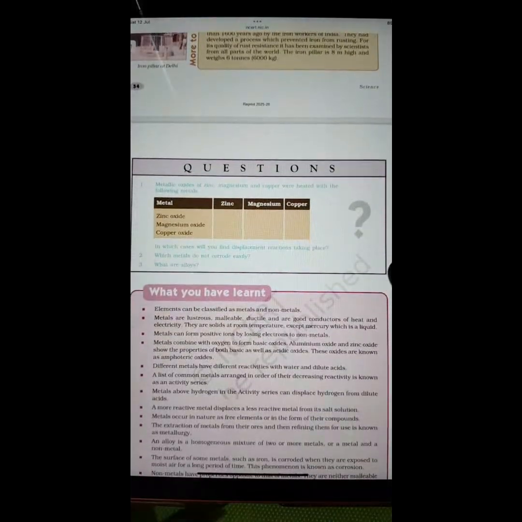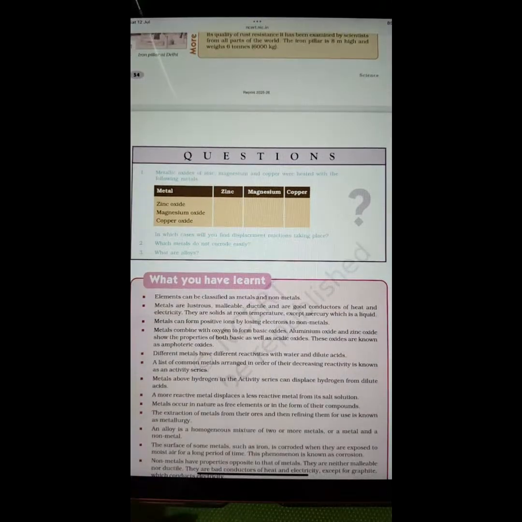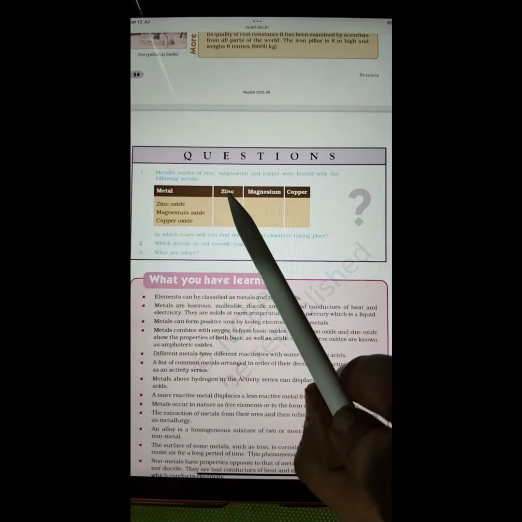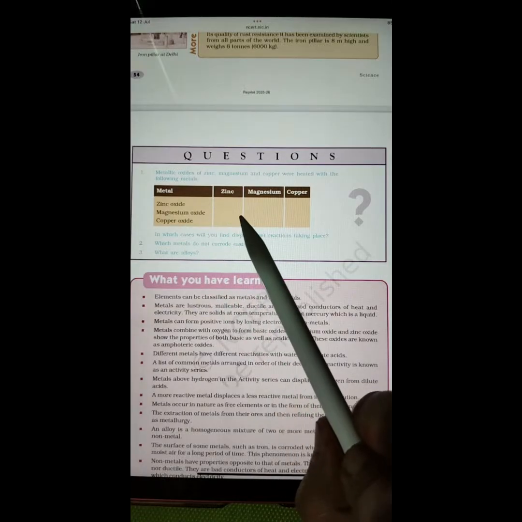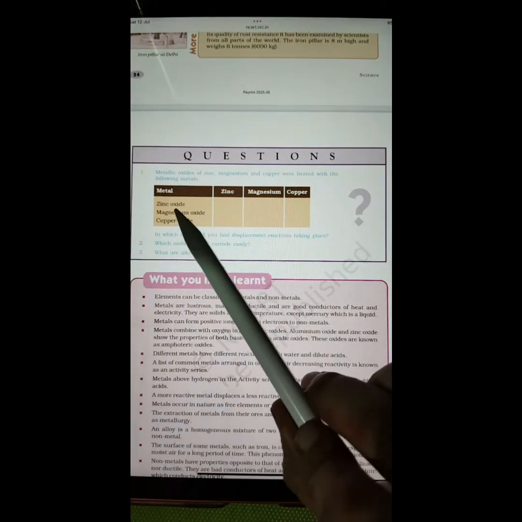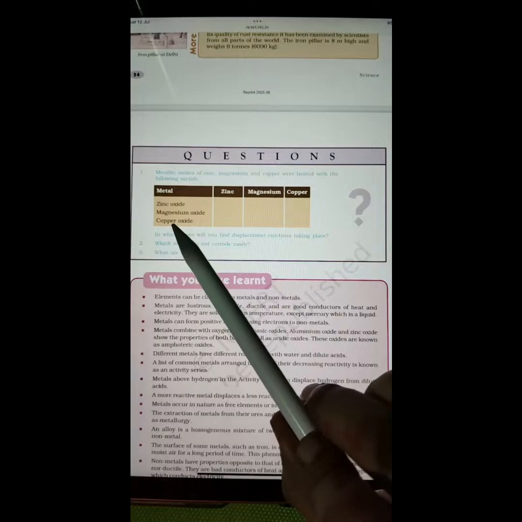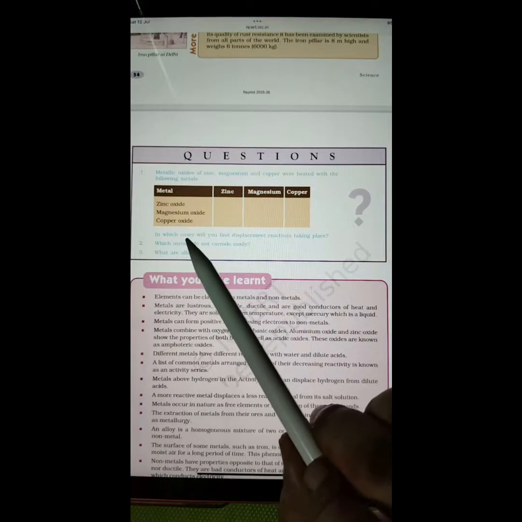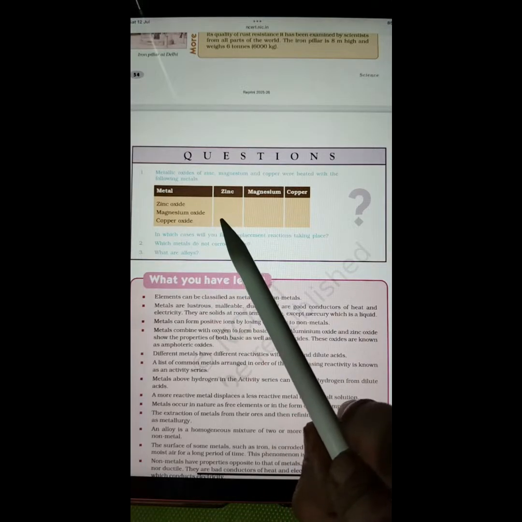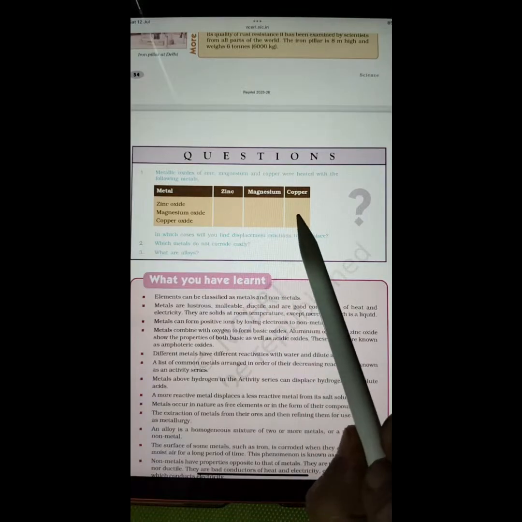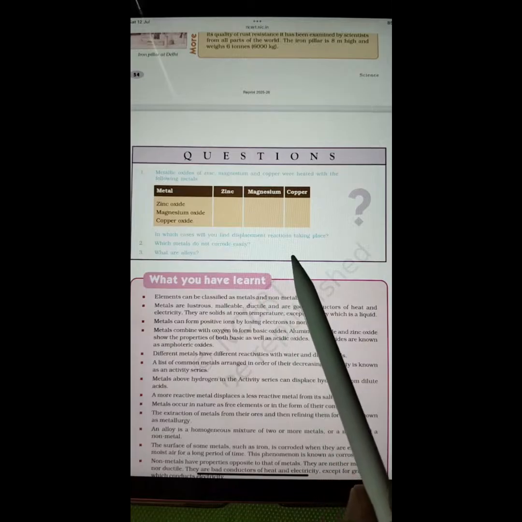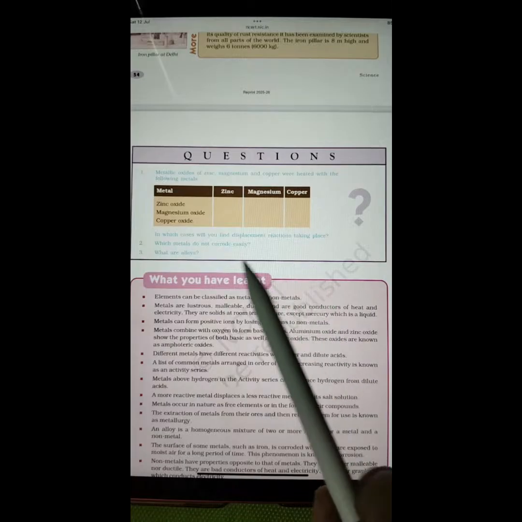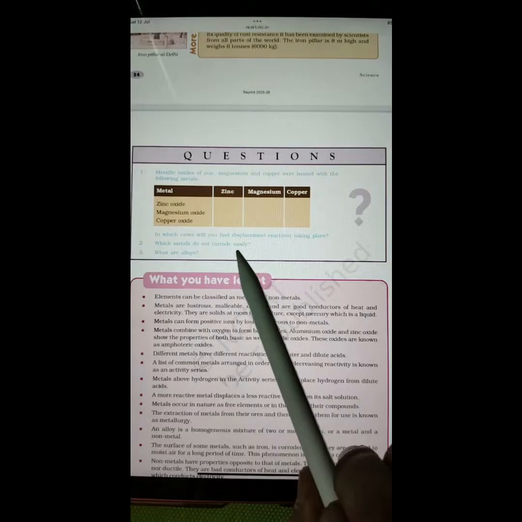So the intext questions. Question number one: metal oxides of zinc, magnesium, and copper were heated with the following metals. You need to write and fill the column. The metals that are given to you are zinc oxide, magnesium oxide, copper oxide. You need to write zinc, magnesium, and copper. In which cases will displacement reactions happen? You need to fill that in. I have already read this.